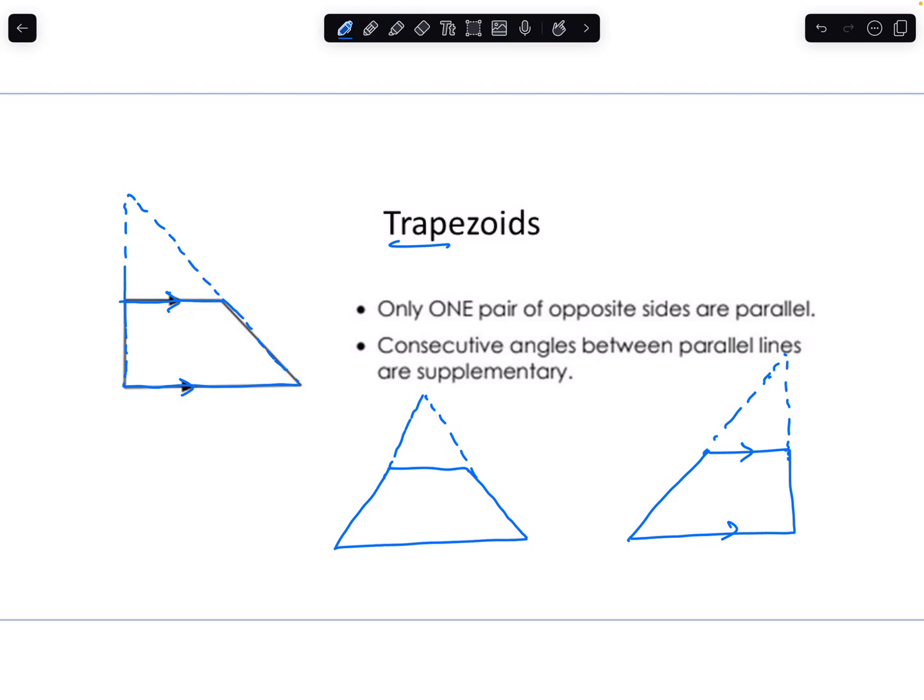Now, one of the first properties we're going to be talking about is that the angles between the parallel lines are supplementary. If I'm looking at this angle and this angle, they are consecutive and they are between the parallel lines. Those two will add up to 180 degrees. Similarly, I can look at these other angles. They are consecutive and they are between the parallel lines. Therefore, these angles are also adding up to 180 degrees.